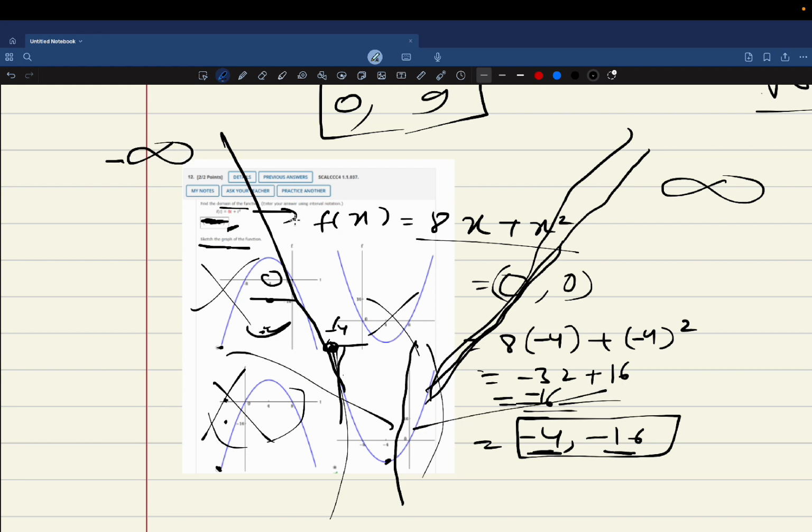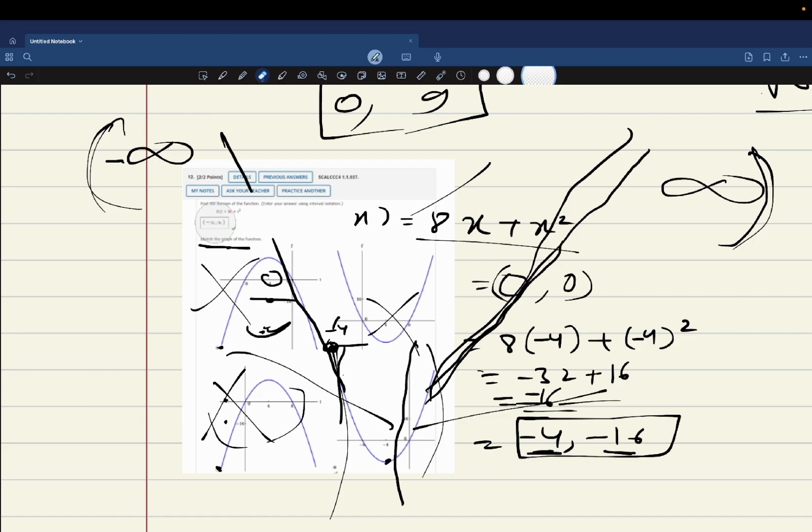Okay, so the domain of this function will be anywhere from negative infinity up to positive infinity, and here is a comma. Okay, so from negative infinity to positive infinity, and it will be a round bracket. So this should be the answer. If I reveal it, yep, negative infinity through positive infinity. So that's all for this section 1.